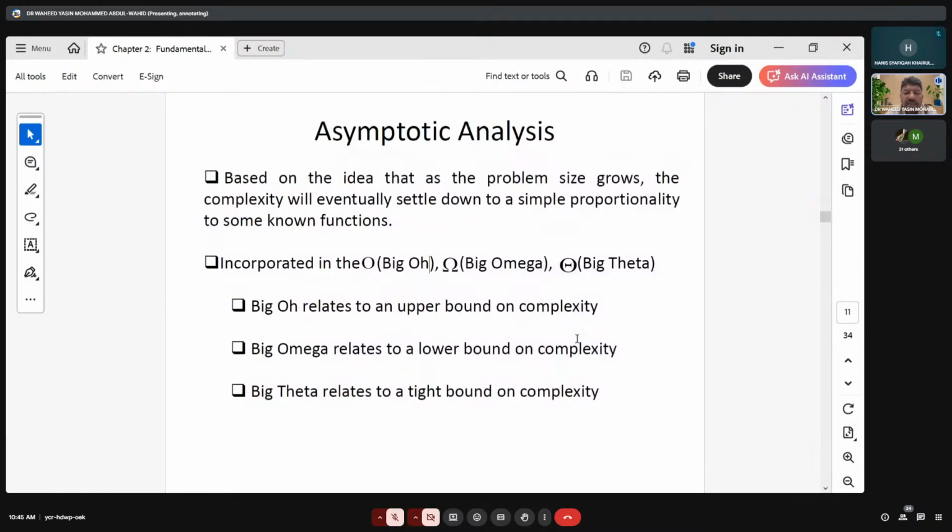What is asymptotic analysis? Asymptotic analysis is based on the idea that as the problem size grows, the complexity will eventually settle down to a simple proportionality to some non-functions, incorporated in the big O, big omega, big theta. Big O relates to an upper bound on complexity, big omega relates to the lower bound on complexity, and big theta relates to a tight bound on complexity. So you have big omega, big O, and big theta.